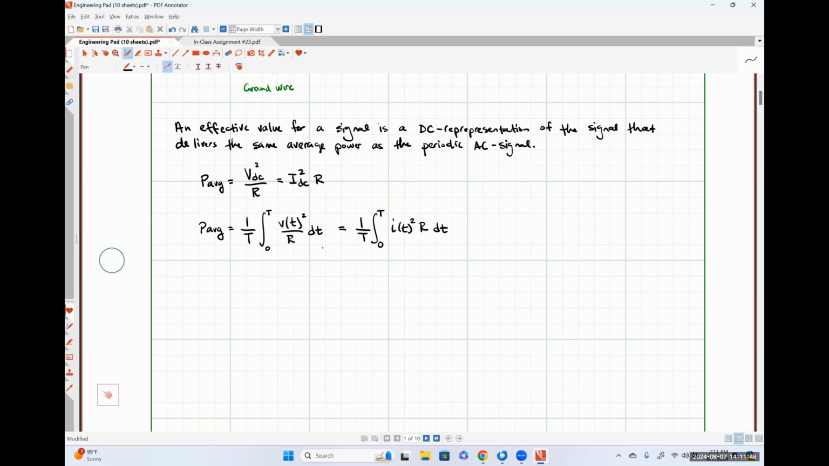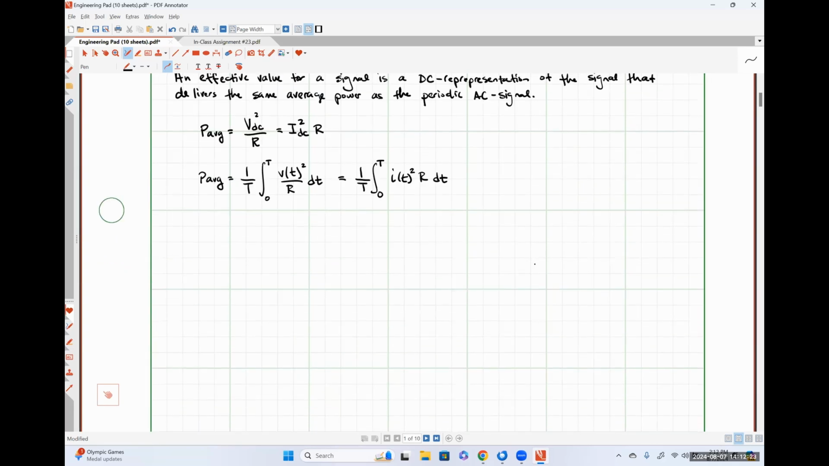So if I set these average power relationships equal to each other, the DC average power and the AC average power, and I were to solve for the DC voltage or the DC current, that would tell me effectively what my effective value is. Because if the average powers are equal, we know that the effective value of a signal represents a DC representation that delivers the same average power, and that's how we're going to sort that out.